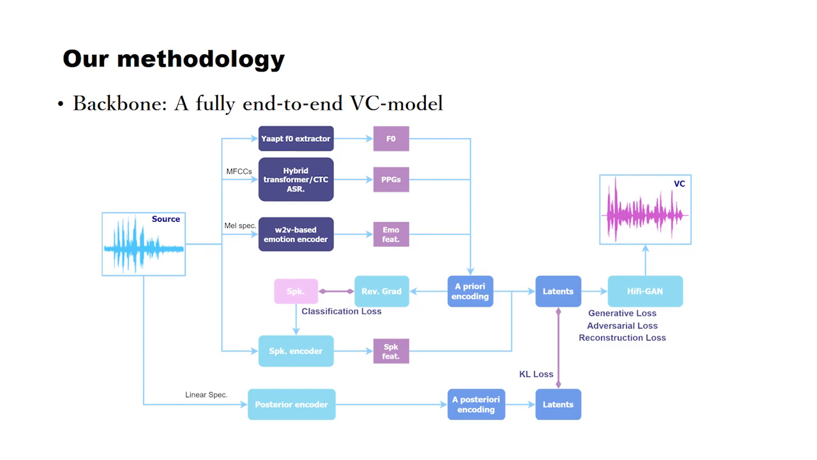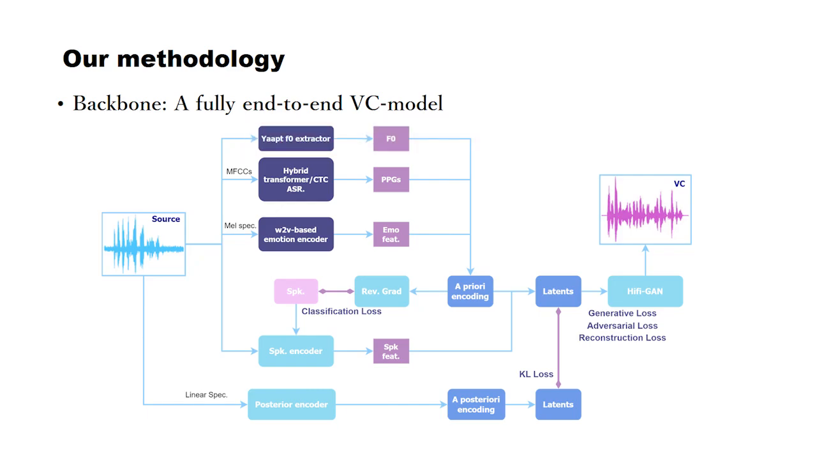Here is our backbone. The content encoder is an ASR model of hybrid CTC and transformer, through which we extract the features from a certain bottleneck layer, and the features are often called PPGs, as you know, for phonetic posteriorgrams. This part is the emotional feature extracting module. We leverage a wave-to-wave based emotion encoder pre-trained on a dataset called MSP podcast. And the fundamental frequency F0 also helps in modeling emotion.